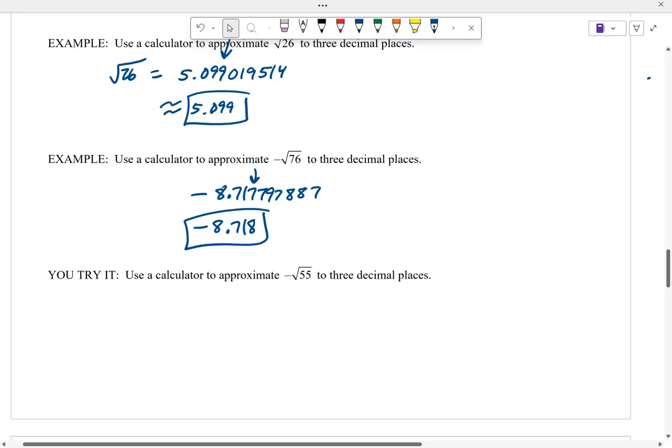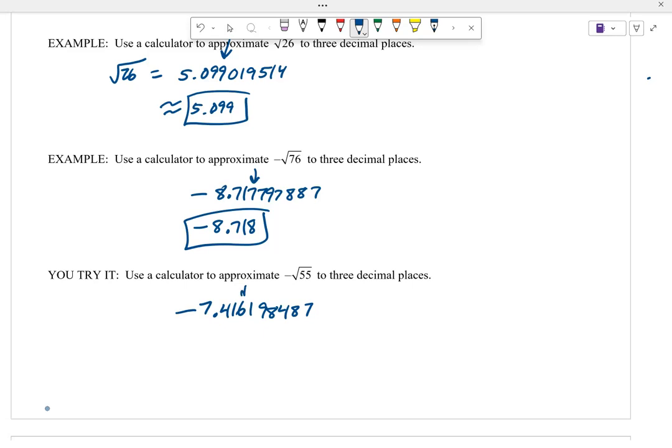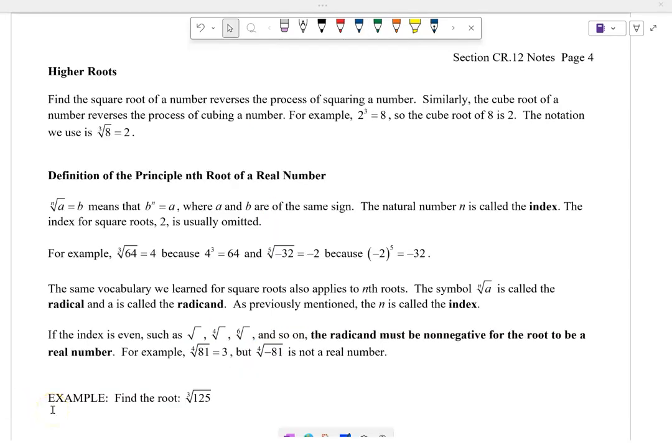And finally, negative root 55. Square root of 55 would be between square root of 49, which is 7, and square root of 64, which is 8, right? So this will be 7 point something. So I punch that in, I get 7.416198487. Round it to the 3rd position. I'm looking at that 6 there, but to the right is a 1, so it'll just do the same. Negative 7.416.